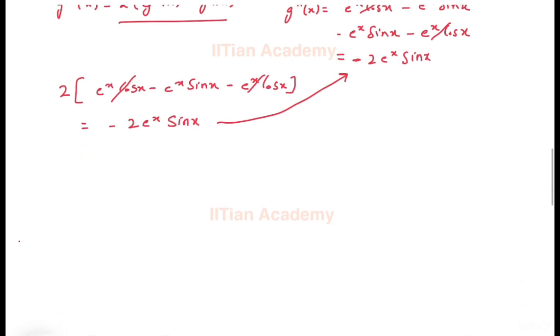So the function g x satisfies the equation g double dash x equals 2 times g dash x minus g x.